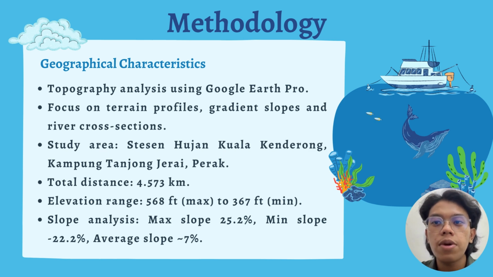The terrain's maximum elevation is 568 feet, with the slope ranging from 25.2% to 22.2%, and the average slope of around 7%, and the slope was determined to be 7.5%. In conclusion, our methodology integrates advanced tools and techniques to effectively analyze and manage water resources, providing a comprehensive approach to irrigation, drainage and flood control in Malaysia.